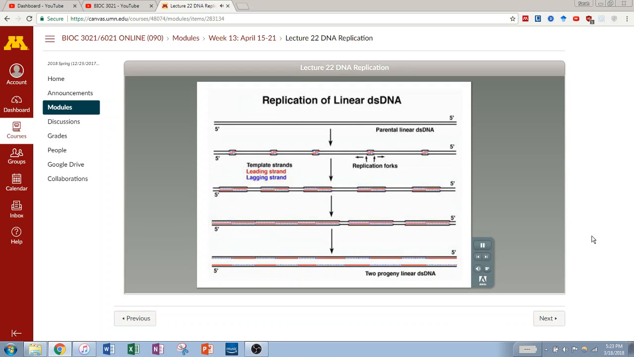The replication of larger linear DNA molecules, such as human chromosomes, is initiated at multiple sites on the parental DNA. The synthesis of DNA proceeds in both directions, again with 2 replication forks, until the new duplex strands meet up and the 2 progeny DNA molecules are separated from each other.